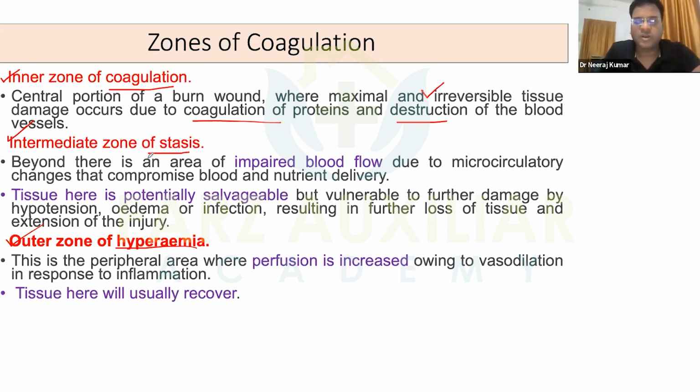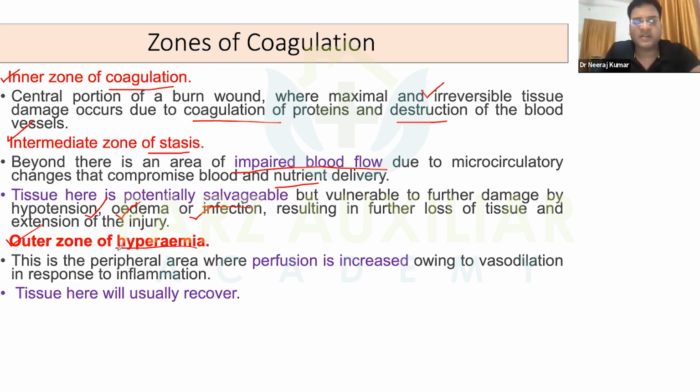What about the intermediate zone of stasis? In the intermediate zone, there is impaired blood flow due to microcirculatory changes, and it will compromise nutrient delivery. Here the tissue is potentially salvageable, but vulnerable if situations like hypotension persist. If you do not correct the edema and do not treat the infection, it is more vulnerable to further tissue damage, and it results in loss of tissues and the injury will extend further. That's why it is potentially salvageable, and it can go either way.